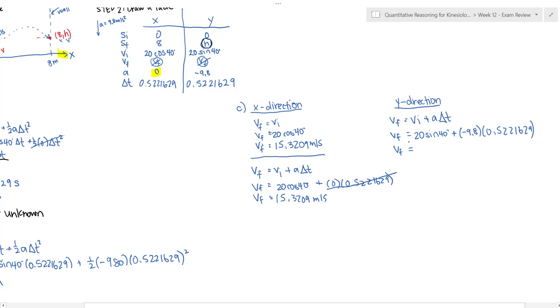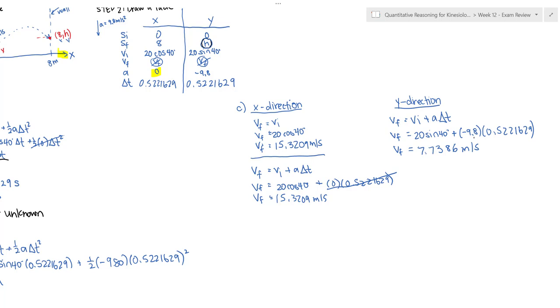20 sine 40 degrees plus negative 9.8 times 0.5221629. And I get 7.7386 meters per second. All right, so now what do I do with these two values? I know my x component of my final velocity, and I know my y component. What do I do with them? I need to add them up as vectors.